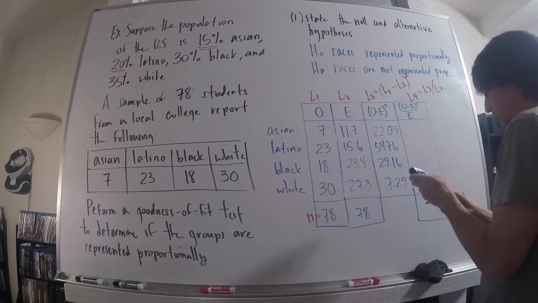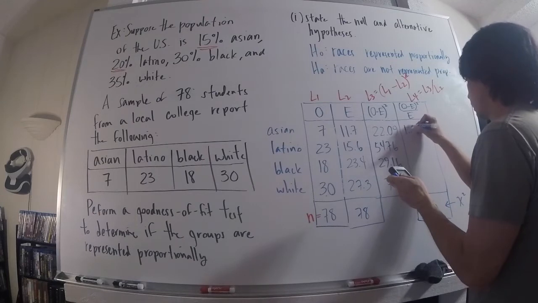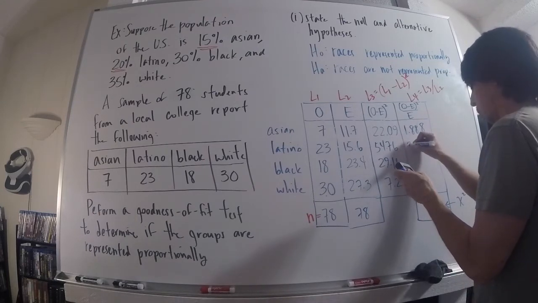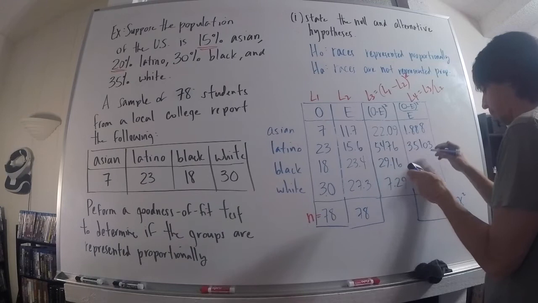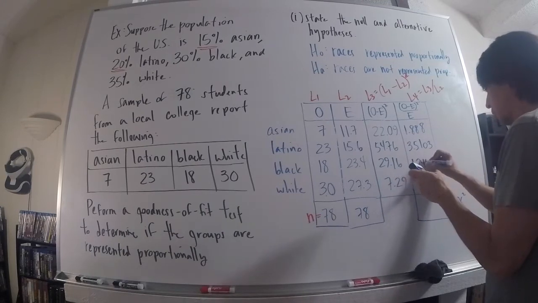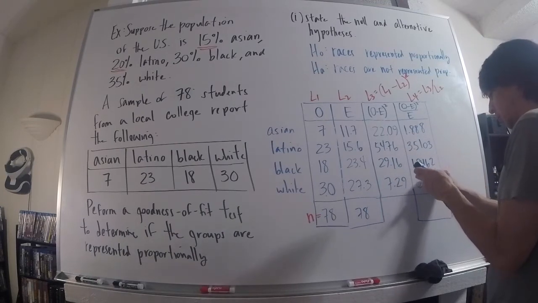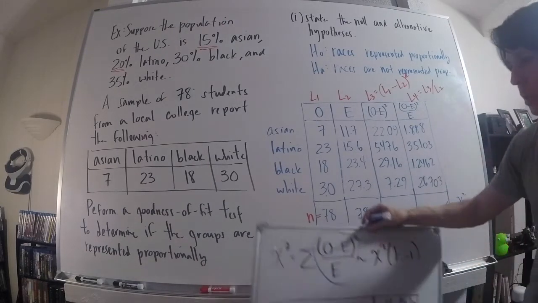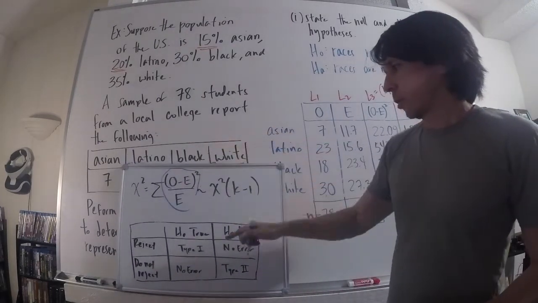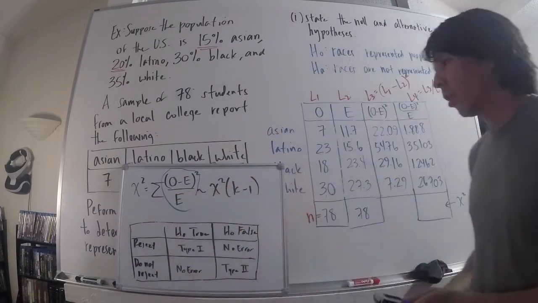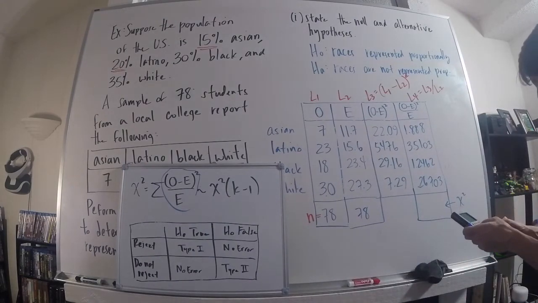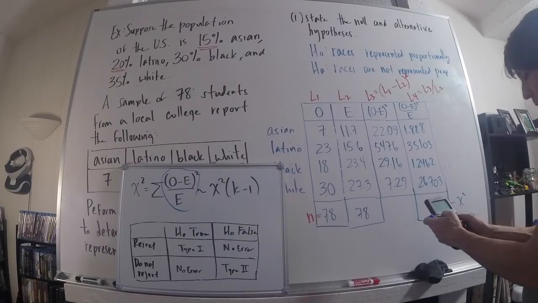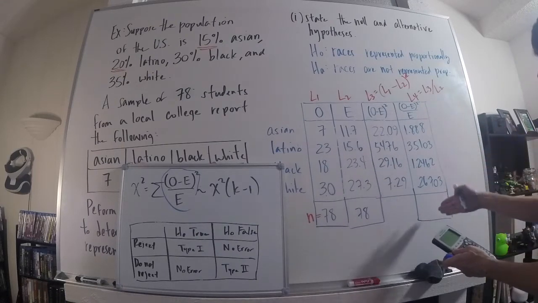And I got 1.888, 3.5103, 1.2462, and 0.26703. Just looking at the formula, that's your expression. They want you to sum it for all the categories. So we're going to quit back to the main screen, second quit. Find sum, which is under list, the same button as stat, second list, over to math, down to sum. I want to sum this column right here, L4.